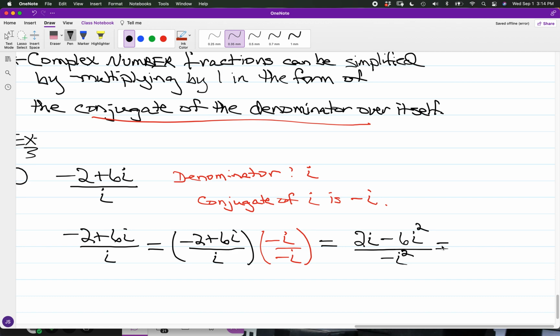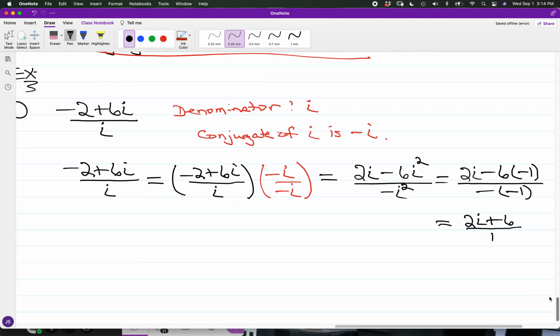And again, i squared is negative 1. So we've got 2i minus 6 times negative 1. And the negative of i squared, we're going to have the opposite sign of negative 1. And right now we got 2i, and negative 6 times negative 1 is going to be a positive 6. Opposite sign of negative 1 is going to be a positive 1. And 2i plus 6 all over 1, okay, that is going to be 2i plus 6.